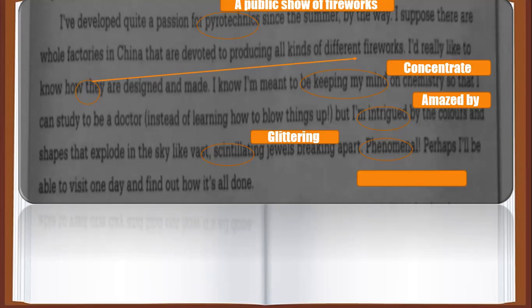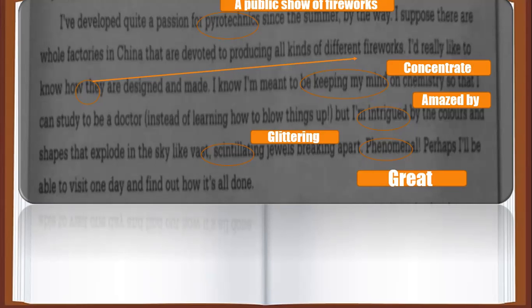intrigued by the colors and shapes that explode in the sky, like here we have a simile. هون في عنا تشبيه تاني. We have the fireworks were like vast, very large. Scintillating, what do you mean by scintillating? Scintillating means glittering or shining, لامع. Jewels breaking apart. إذا هون يا مس شبه تود الألعاب النارية كأنها مجوهرات انفجرت في السماء.